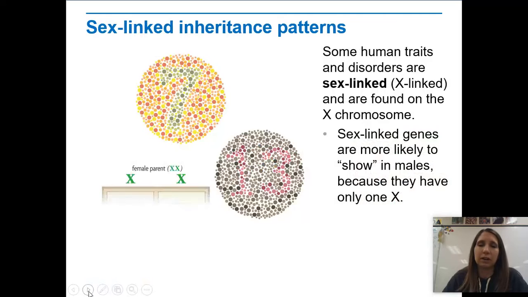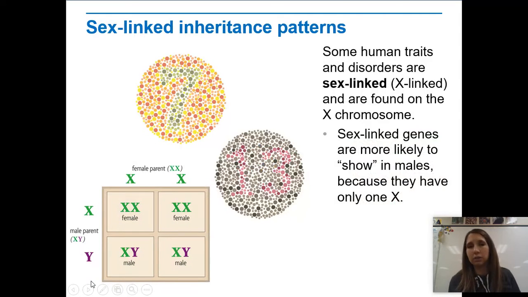Certainly we can also inherit those on our autosomes. But when it's on the sex chromosome, it becomes a little bit more interesting in a way. So again, keeping in mind that females have 2 X's and males only have 1 X, there's a discrepancy here when we start talking about sex-linked traits. Males, because they only have 1 X, are more likely to show and express whatever is on their 1 X.